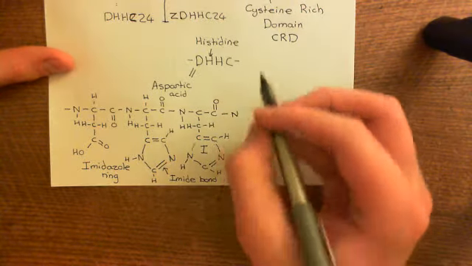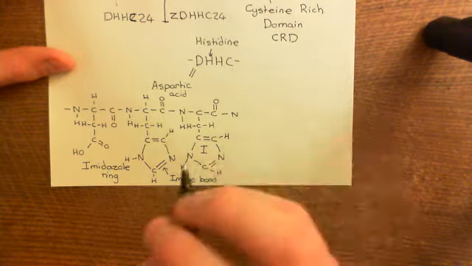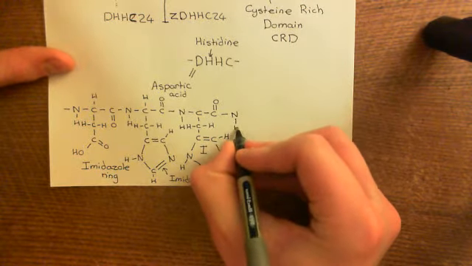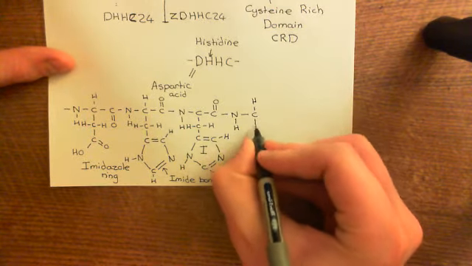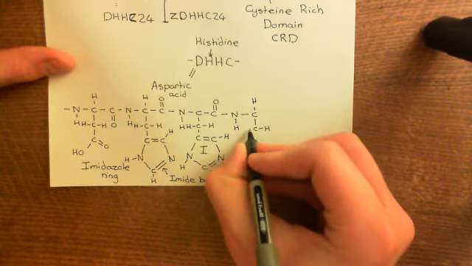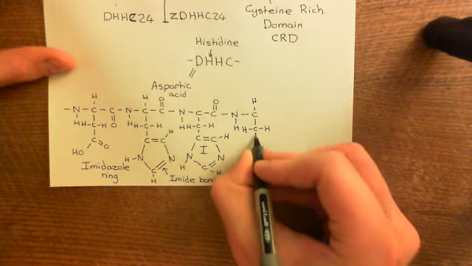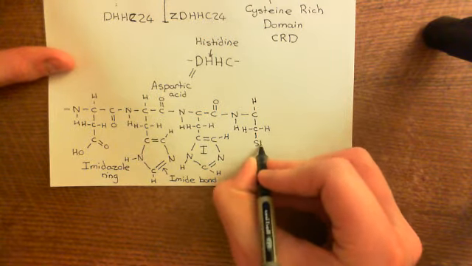Then here is the carboxylic acid group that's bound by a peptide link to the next amino acid, which is cysteine. So here's the amino group, the alpha carbon again with a hydrogen coming off it, and the R group of cysteine: you have a methylene group, then with a thiol group coming off here.